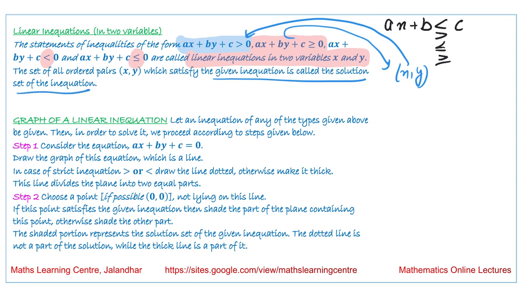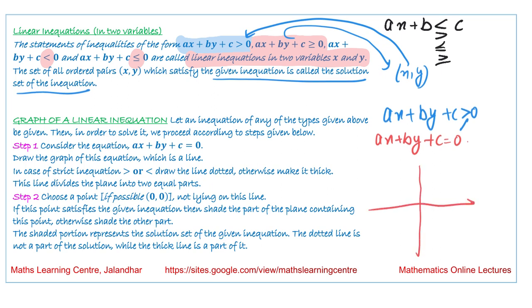The first method we have is the graphical method. Suppose the inequation given to us is ax plus by plus c greater than or equal to 0. The first step is to plot the graph of the equation ax plus by plus c equal to 0. This will be some straight line.